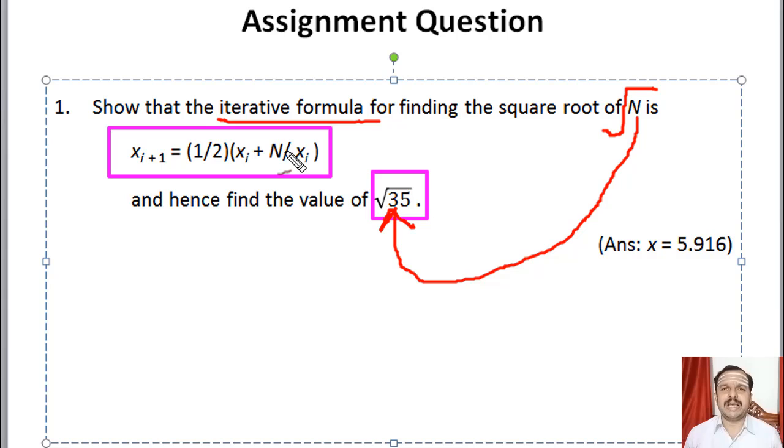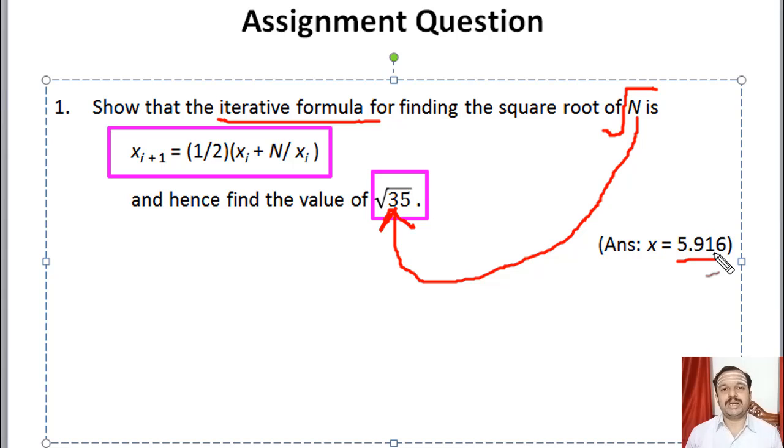You can very easily guess it, because root 36, you know, is 6. Therefore, root 35 is something which is closer to 6. So with that approximation, you can start and use the same iterative formula and you can get the approximate value of root of 35 as 5.916. Please observe, root 36 is 6, root 35 is 5.9 something. So this is a very simple job.